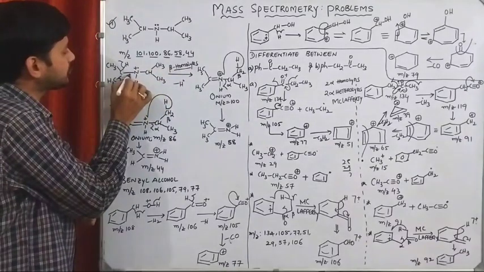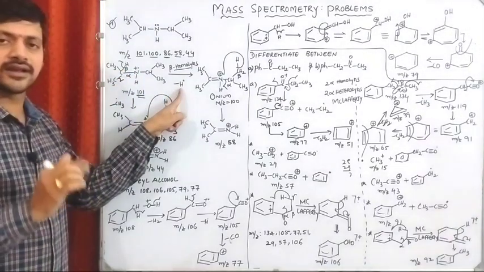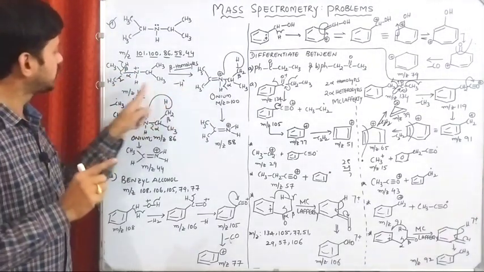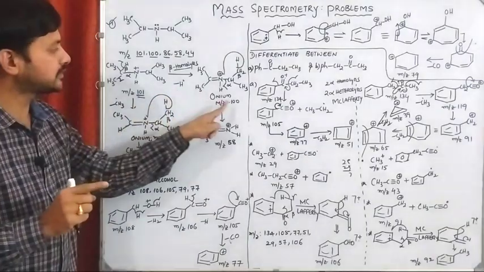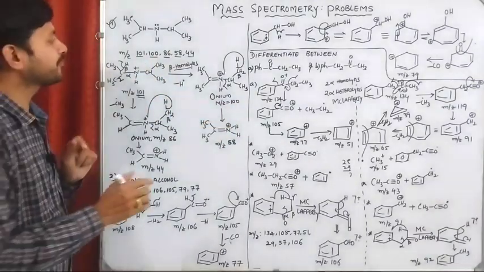See this one, with respect to nitrogen, this is alpha, this one is beta. Removal of a hydrogen radical. Hydrogen means 1. So 101 minus 1 means we will come up with 100. So that is the second peak.